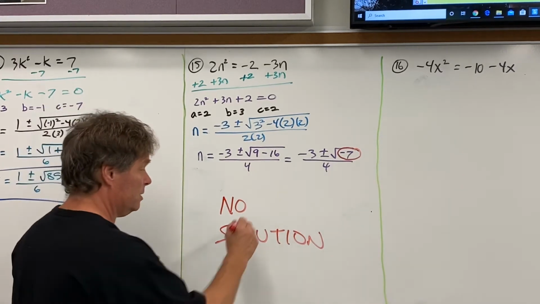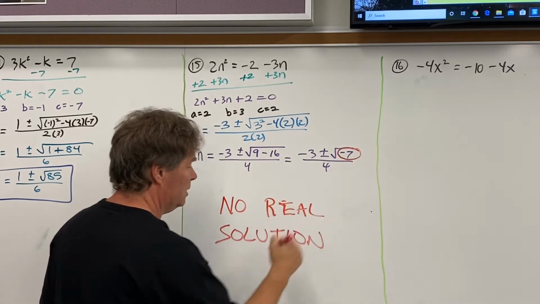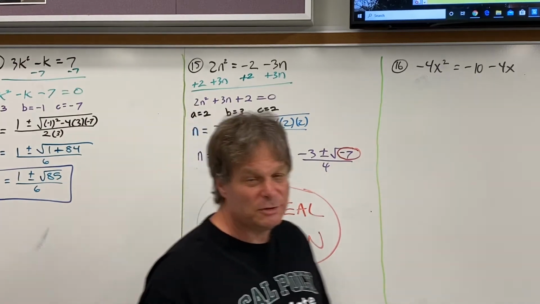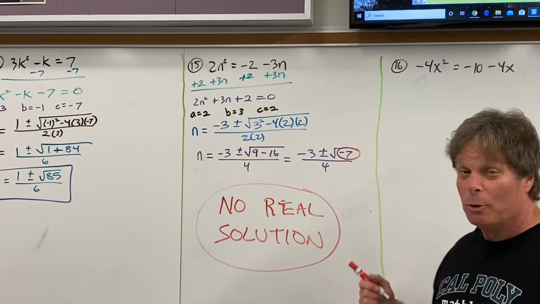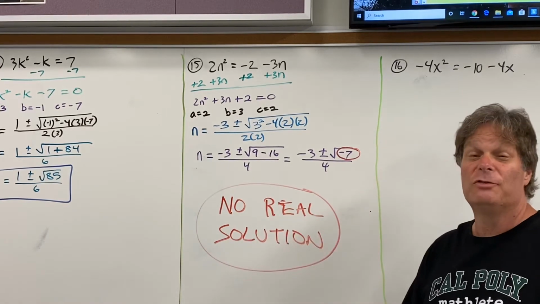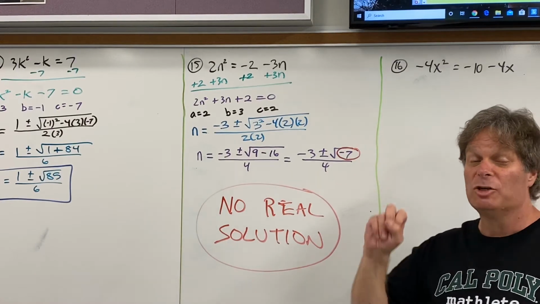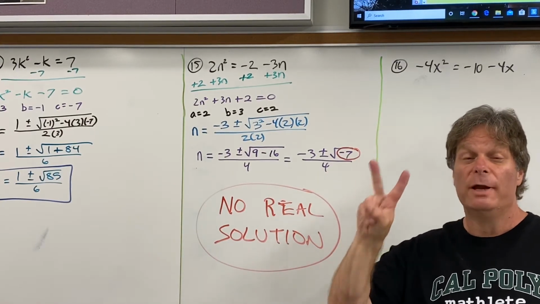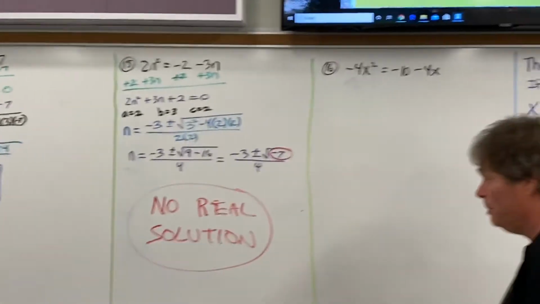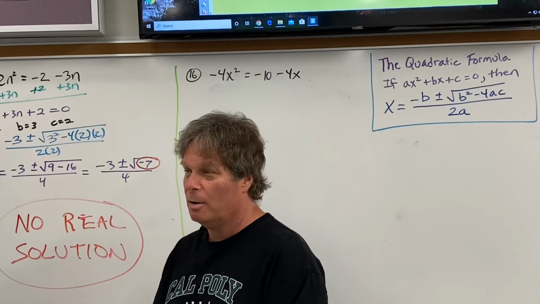The actual correct answer is no real solution. That is the actual answer. But if you just put no solution, that'll be fine for now. But the really true answer is no real solution. There is a solution that's not a real number. You'll find out about it in Algebra 2, perhaps the greatest class ever invented. Hopefully you guys will be there sometime and you'll get to see the beauty of complex numbers.